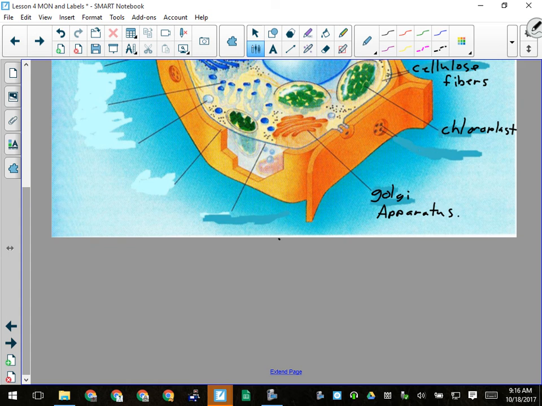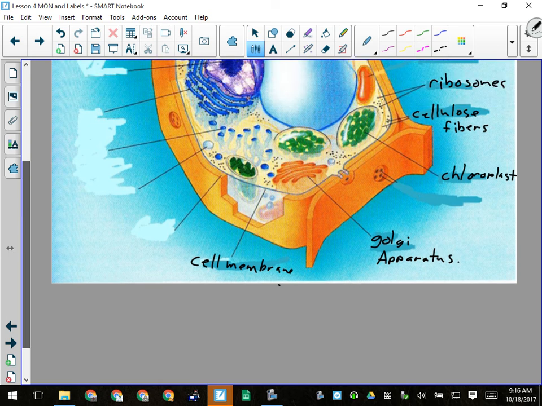Okay, and then we can see the cell wall is cut away here so that we can see the what? The cell membrane. Okay, cell membrane does the same job and is essentially similar in structure to the animal cell membrane. And then outside of that is the cell wall.